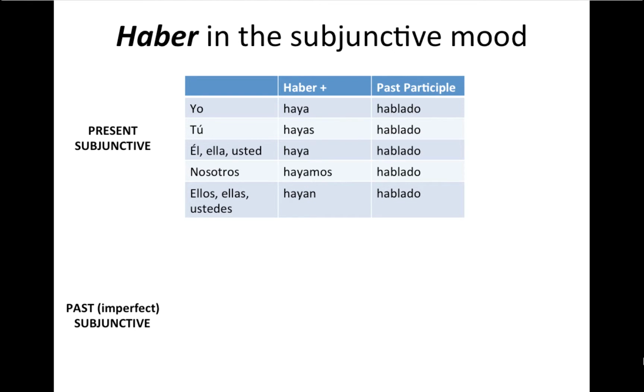Present subjunctive: yo haya hablado, tú hayas hablado, ella, él, usted haya hablado. He, she, you, formal, have studied. Nosotros hayamos hablado, ellos, ellas, ustedes hayan hablado. Now notice, if I say I have studied, well, that's the same as we saw before: yo he hablado and yo haya hablado.